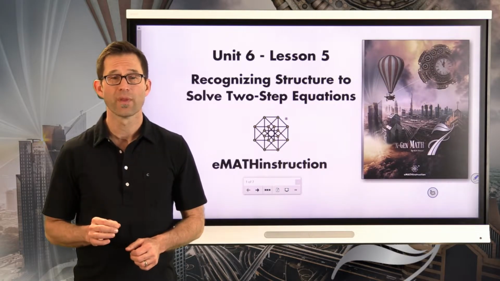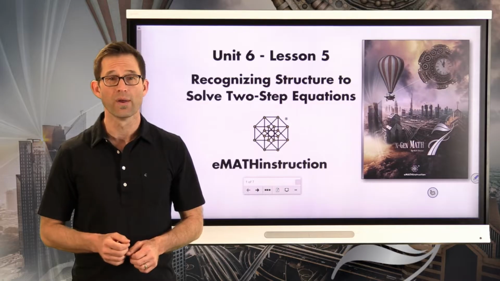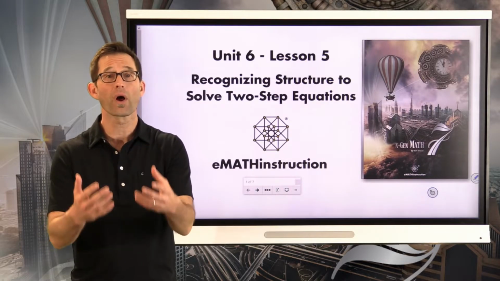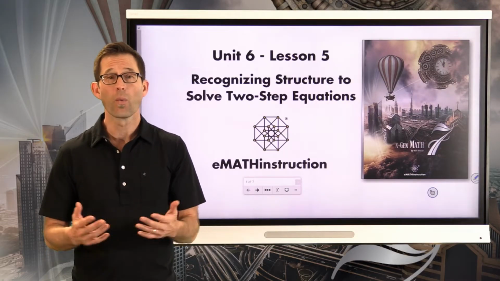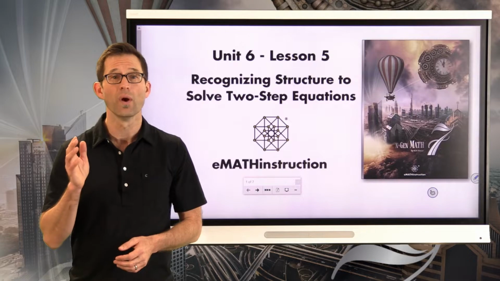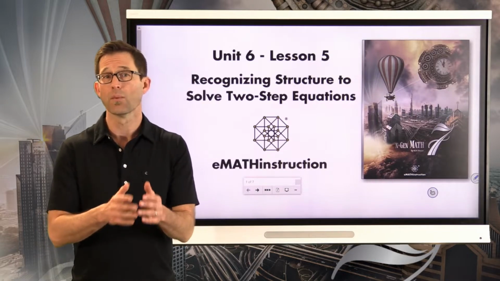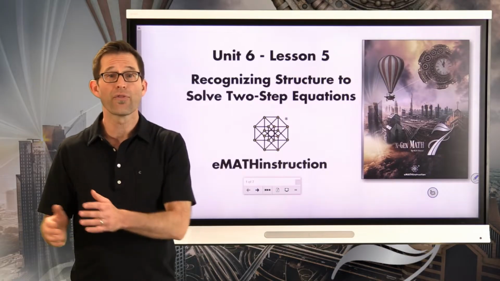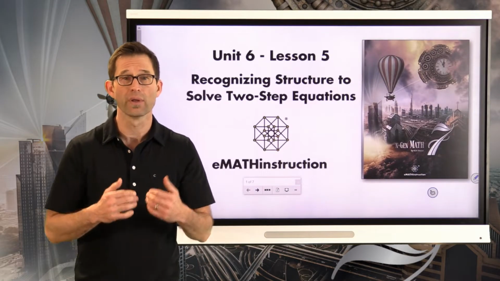Today we're going to be doing Unit 6, Lesson 5, Recognizing Structure to solve two-step equations. The entire time you've been solving equations, whether they were one-step or two-step, you've been recognizing the structure of the equation. In a one-step equation like x plus 3 is equal to 7, you recognize that what was happening to x, the structure, was that it had 3 added to it, so you had to subtract 3 to solve.